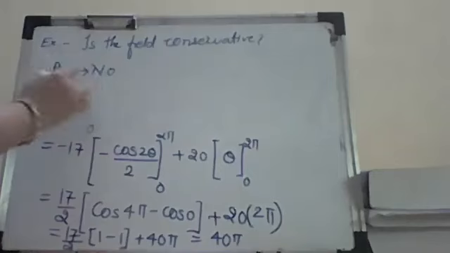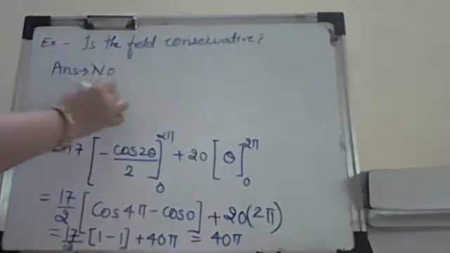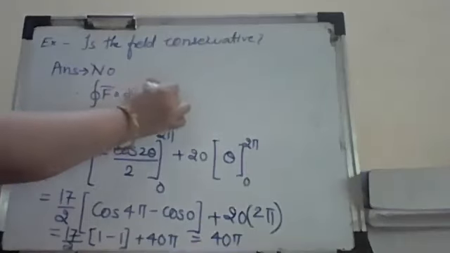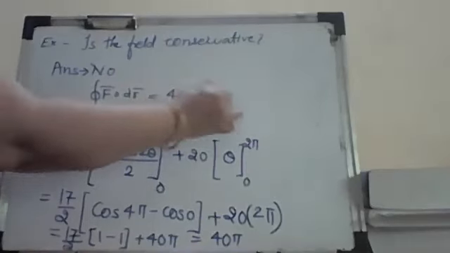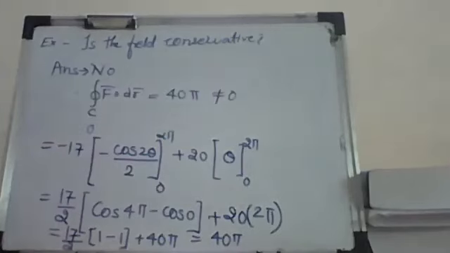Okay, the answer is no, since the line integral of F bar dot dr bar over the closed curve C is equal to 40 pi, which is non-zero, and therefore the given field is not conservative.